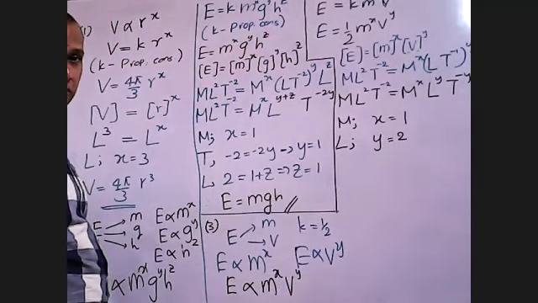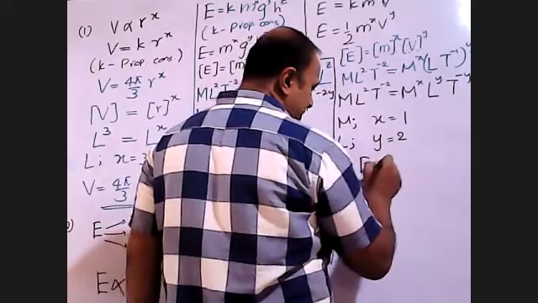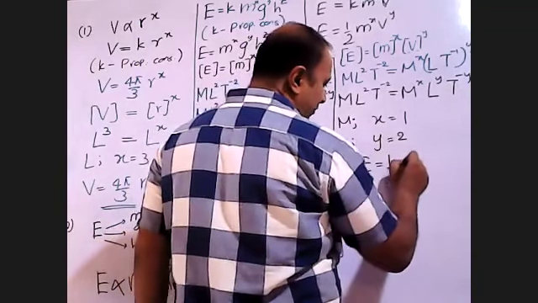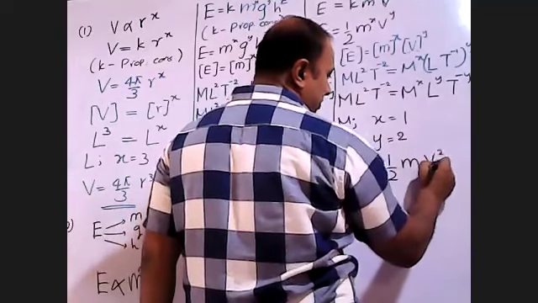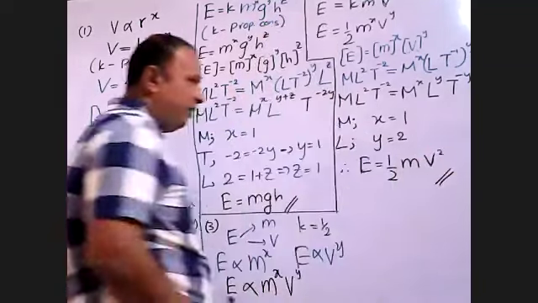That means, therefore, the equation is half m to the power 1. M to the power 1 is m. V to the power 2, v square. Half m v square.